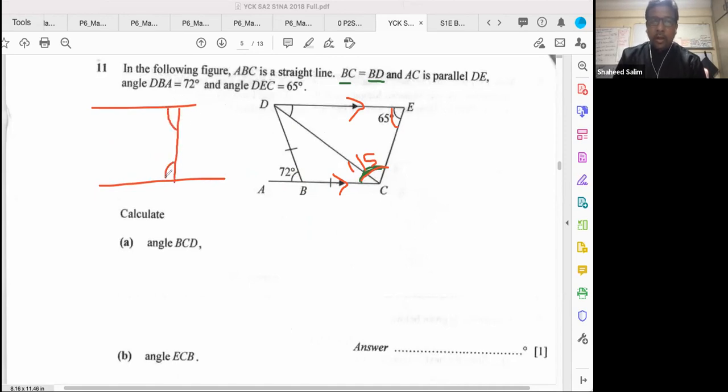These two will add up to 180. Confirm. And then these two will also add up to 180. Why? They have to be parallel. They have to be parallel lines. Okay, we move on.